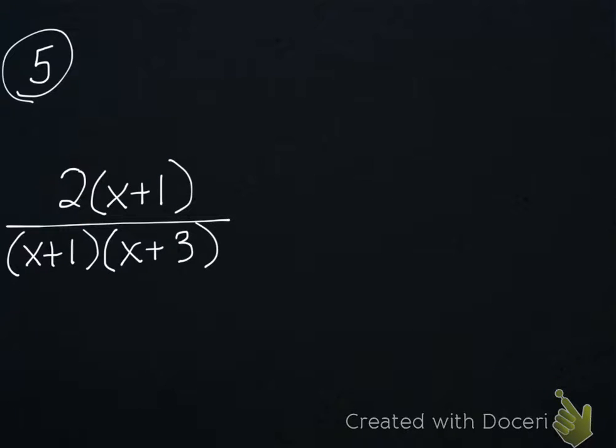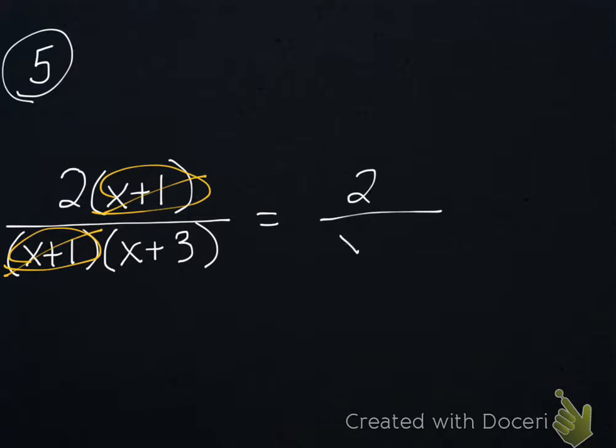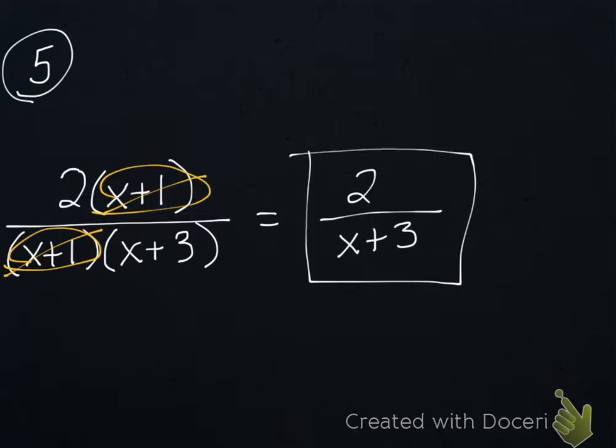Number 5. These aren't monomials. The cool part is they're already factored for us. So I'm just going to look for what cancels. I have an x plus 1 and an x plus 1. One's on top, one's on bottom. Remember, they have to be on opposite sides of the fraction. So now I write what's left. I have a 2 in the numerator and an x plus 3 in the denominator. That does not simplify any further.